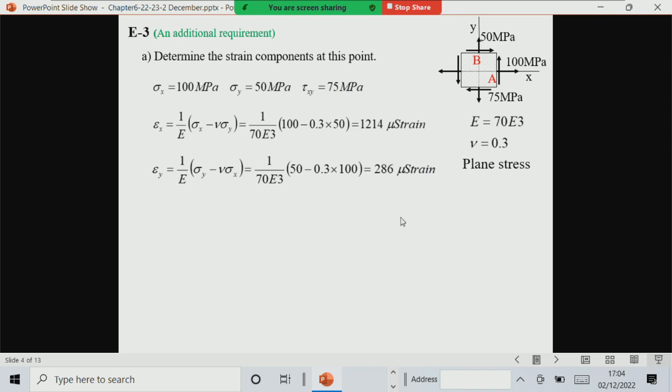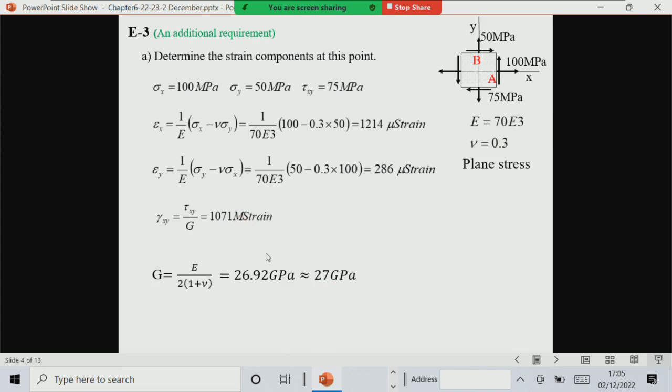In your examination paper, you either get E and nu, or G and nu. Because two of them are independent, you can find the third one yourself. In this case, you're after the shear strain as well, so gamma xy is tau xy divided by G, and G is equal to E divided by 2 multiplied by (1 plus nu). It gives us G, which is almost like aluminium, 27 gigapascals here. And gamma xy is tau xy over G, so we end up with this value. It should be microstrain; I think I've written it here, capital M.